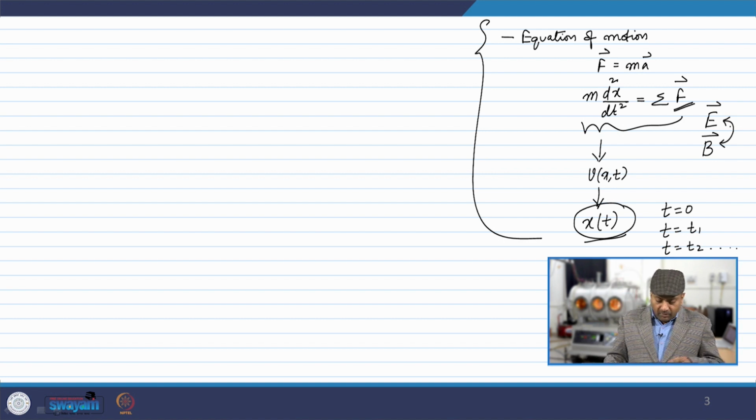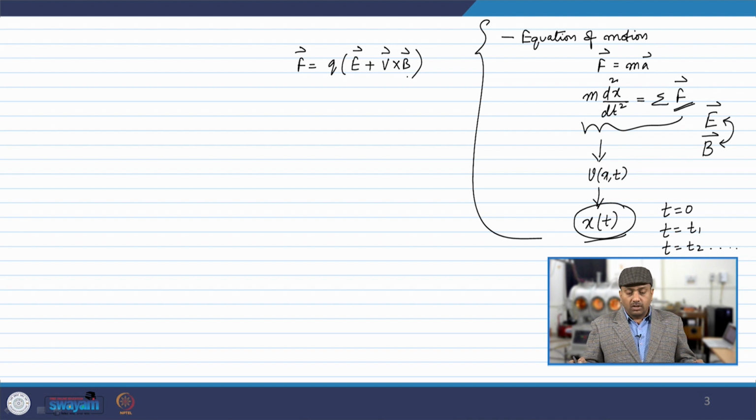Now, let us say to begin with, we can write the force F. When you have electric and magnetic fields, you can take the general expression of the Lorentz force, which is Q times (E plus V cross B), right, where E is the electric field, V is the velocity of the particle, B is the magnetic field. Now, in electrodynamics, it is very convenient to write electric field and magnetic field in terms of scalar and vector potentials, right.